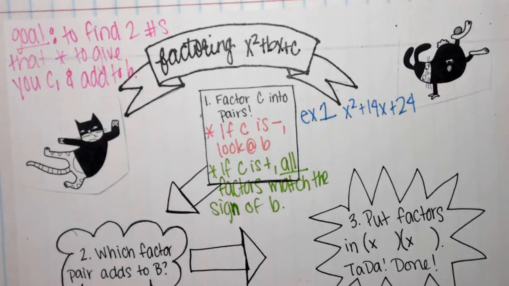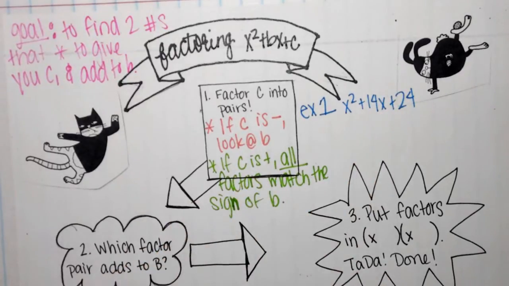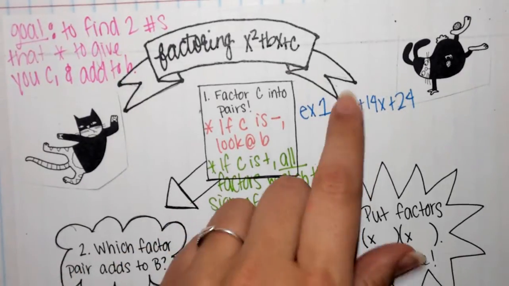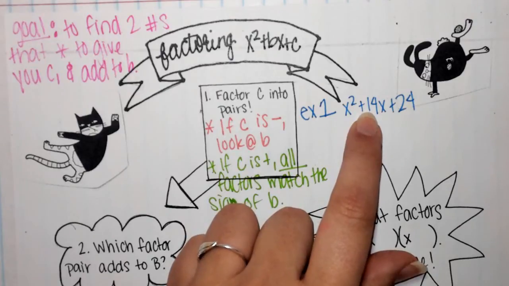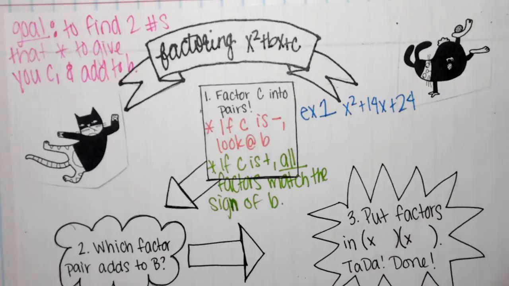So remember, we're looking for two numbers that multiply together to give us C and add to give us B. If C is positive, which it is here, our two factors have to match the sign of B. So our factor is going to be positive or negative? Positive, because that's a plus. Now, let's talk about what that means.